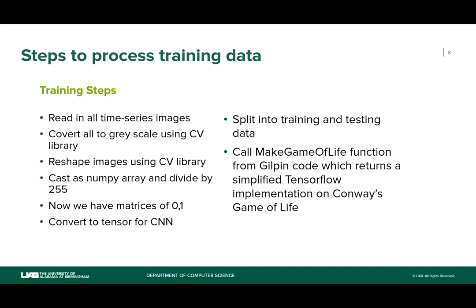All right, so the steps that we used to process the training data: we read in all those images that you saw on the previous slide, converted them all to grayscale, and used a library called OpenCV in Python. We reshaped the images and then cast them as a NumPy array and divided them all by 255. So now we have matrices of 0 and 1. Using this, we converted them to a tensor for our convolutional neural network. We then split the data into training and testing. And for the Gilpin code that you saw at the beginning of the slide set, we used a function within that called make game of life, which returns a simplified TensorFlow implementation of Conway's Game of Life.